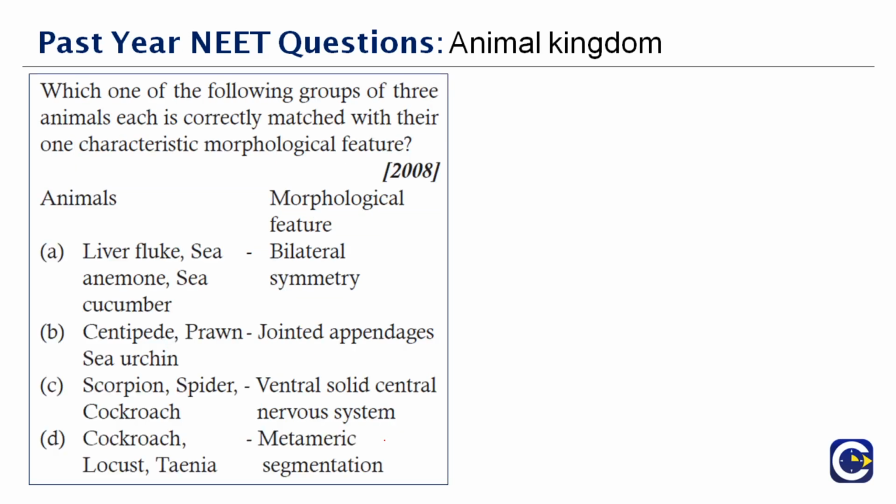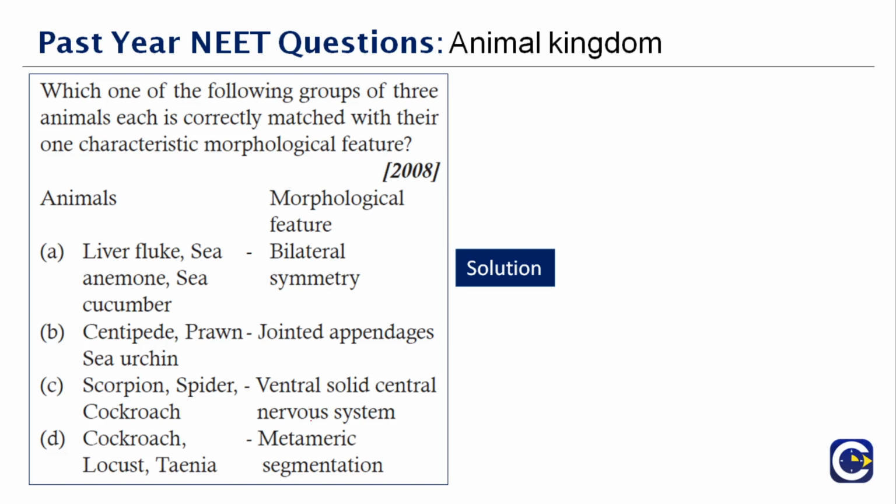Which one of the following groups of three animals is correctly matched with one characteristic morphological feature? Again, this is a very easy question. You're given four options. First, we'll go one by one. Liver fluke, sea anemone, sea cucumber: they are bilateral symmetry? No. Centipede, prawn and sea urchin: they have jointed appendages? Do you think that is right? Wrong. Scorpion, spider, cockroach: they have a ventral solid central nervous system. That is right.